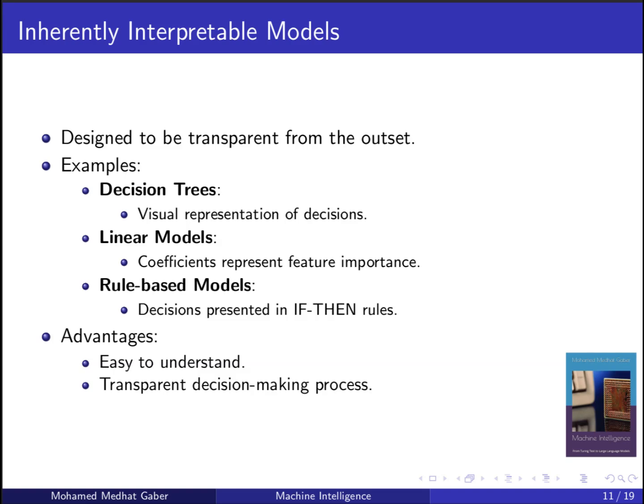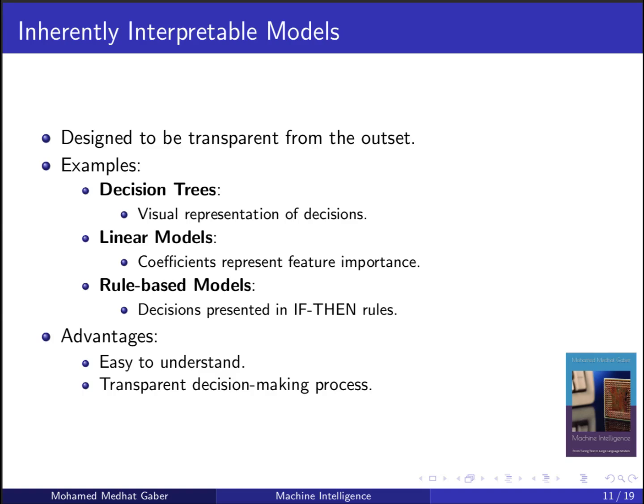Decision trees are perhaps the most intuitive interpretable models. They represent decisions and their possible consequences in a tree-like structure, where each internal node denotes a test on an attribute, each branch represents the outcome of the test, and each leaf node represents a class label or decision. This visual representation allows users to follow the path from input features to the final decision, making the reasoning process clear and accessible.